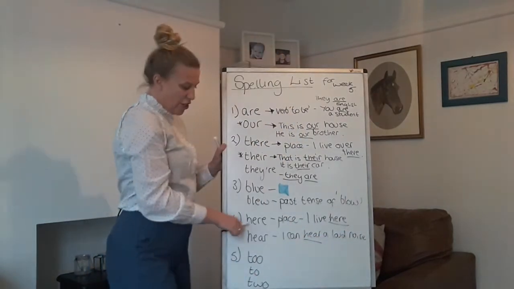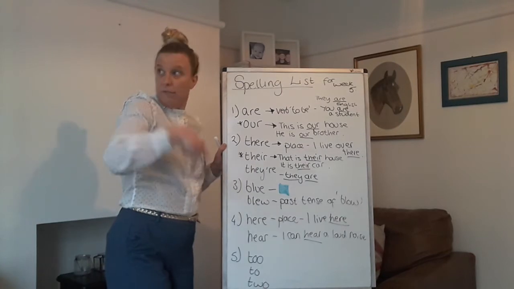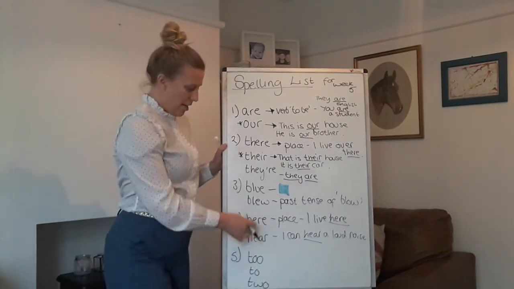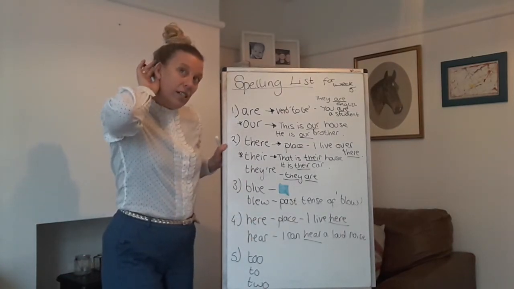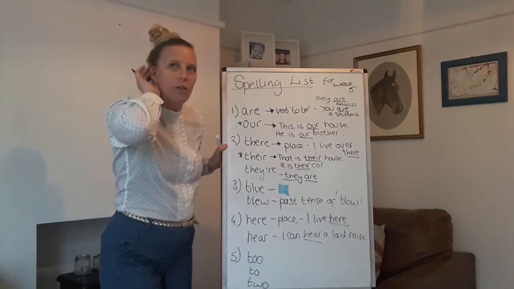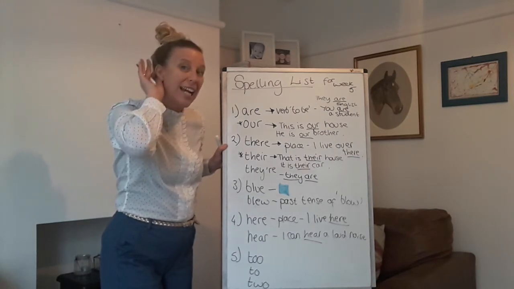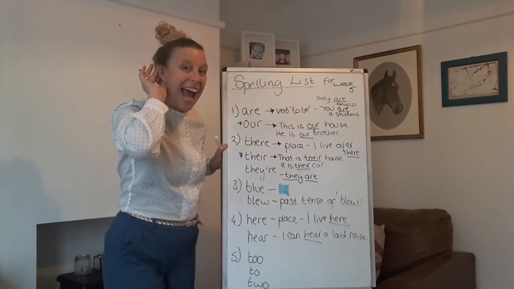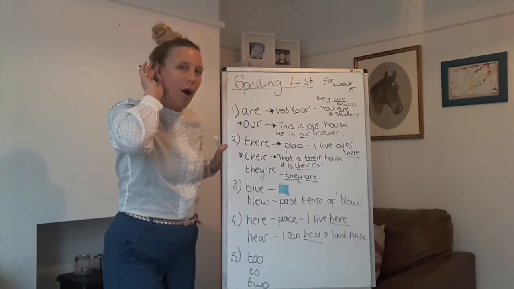So we've got here, H-E-R-E. I live here, this place. And here, I can hear a loud noise. What is that noise? I can hear fireworks. I can hear a cat meowing. I can hear a dog barking.